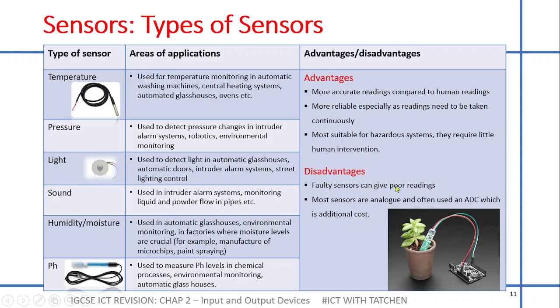Disadvantages: faulty sensors can give poor readings. That's true. Most sensors are analog and often use an ADC, which is additional cost. Yes, as we explained. So in this picture, this is a plant, and this is a moisture sensor. This is a microcontroller board, an Arduino.